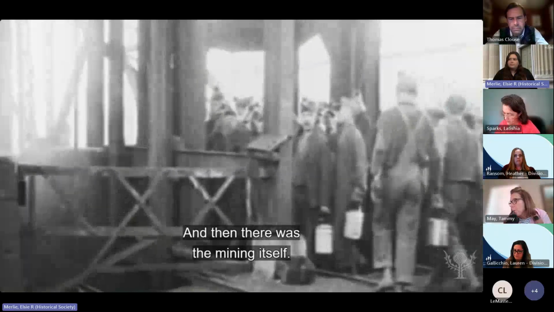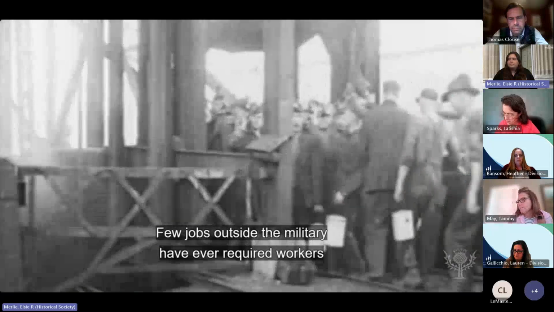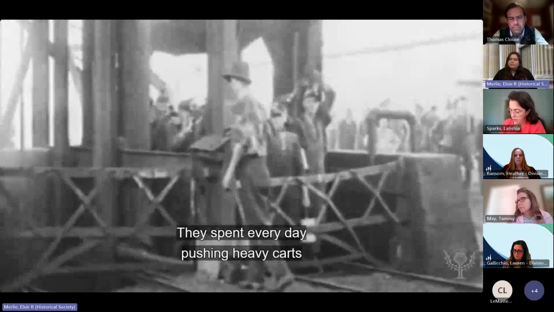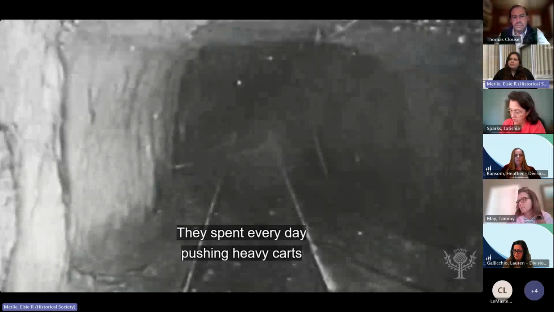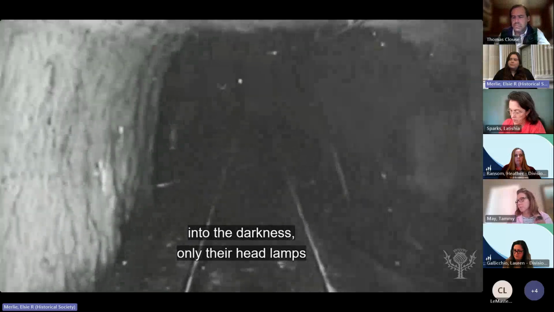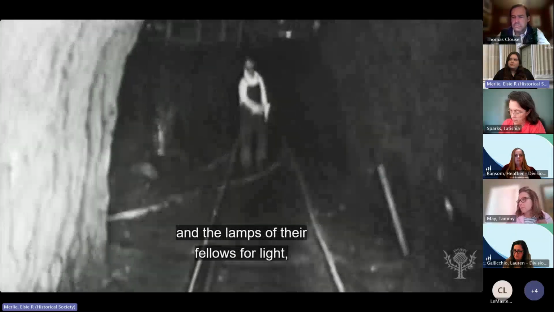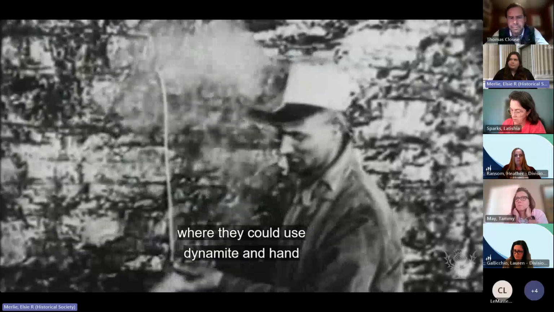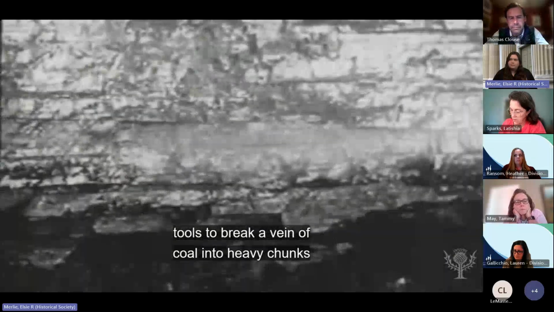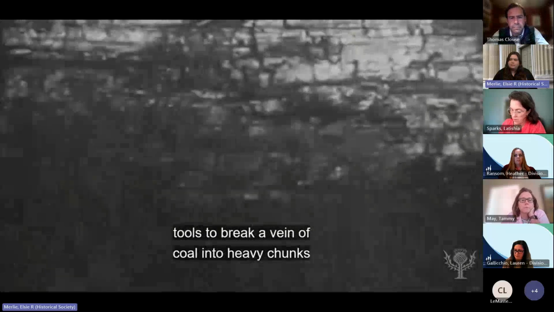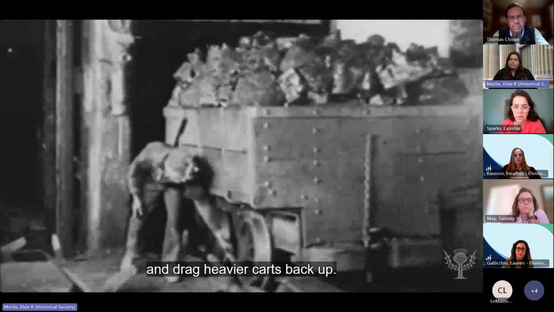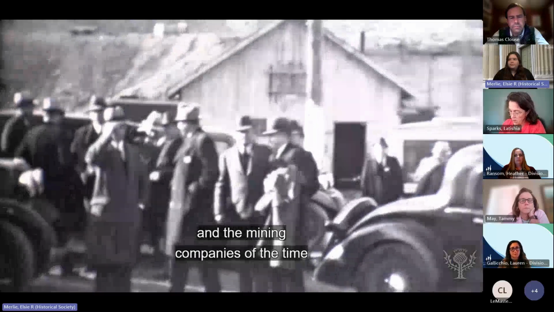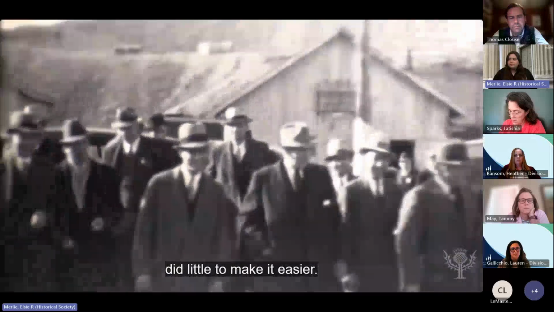And then there was the mining itself. Few jobs outside the military have ever required workers to band together as miners did. They spent every day pushing heavy carts into the darkness, only their headlamps and the lamps of their fellows for light, often trudging through water until they came to a place where they could use dynamite and hand tools to break a vein of coal into heavy chunks and drag heavier carts back up. No one could claim it was an easy job, and the mining companies of the time did little to make it easier.